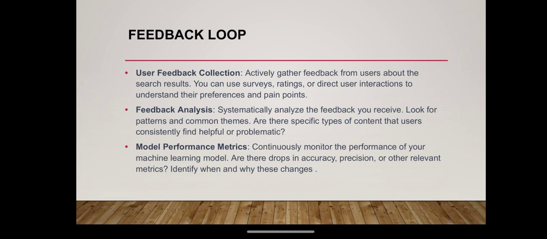Feedback loops. Feedback loops also have different types: user feedback collection, feedback analysis, and model performance metrics. Actively, they gather feedback from the user about the search results. You can use surveys, ratings, and direct user interaction to understand their preferences, pain points, and filter points also.